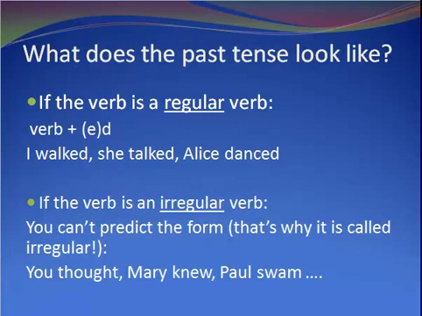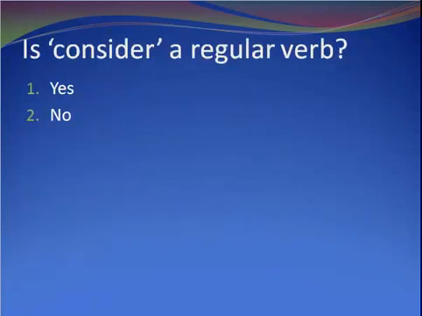You also have these irregular verbs. And they're called irregular because you can't actually predict what the past tense form is going to look like. So if you think about think, the past tense is not thinked, but rather you thought. Know, the past tense is not knowed, but Mary knew. Swim, we get swam, Paul swam. So these are all irregular verbs.